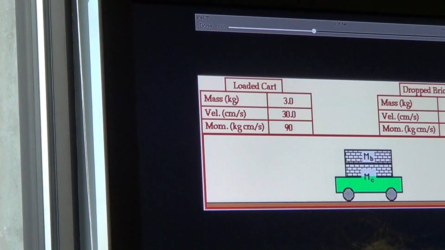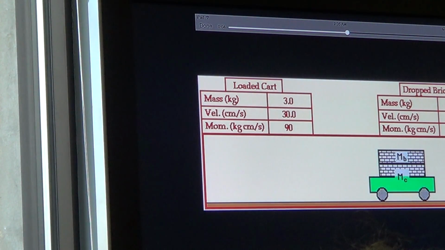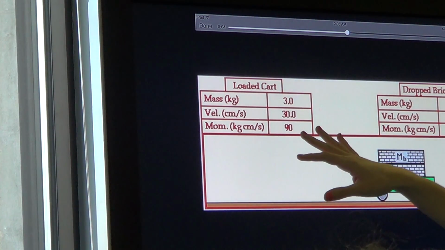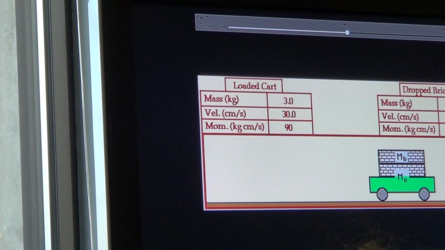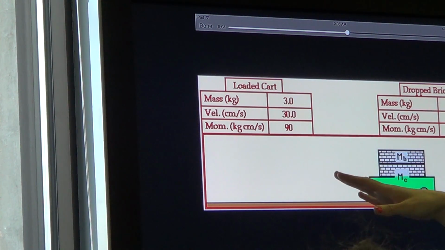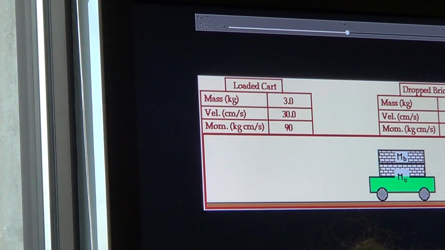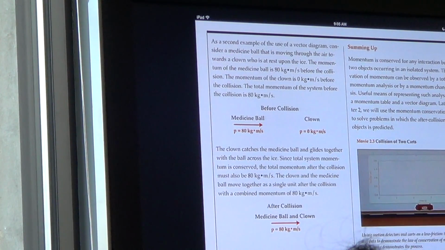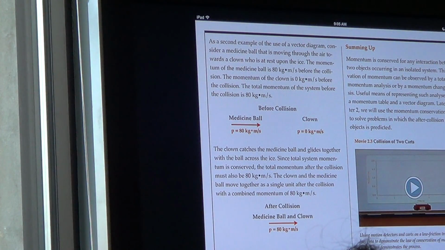And then after, now the velocity of the cart is 30, and its momentum then is 90, and the brick now has a velocity also of 30, and its momentum is 60. So again, before the collision it was 150, and after the collision it is 150. Okay, good. So we get the idea. Here is the real life example.